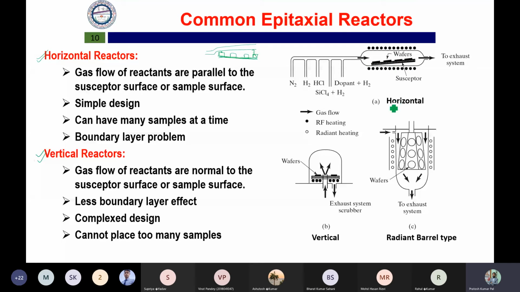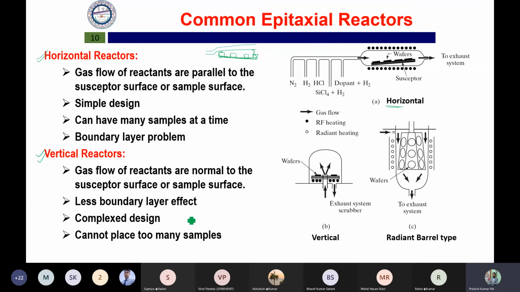It is simple to design and can have many samples at the same time. So this type of reactor has the advantage that you can place a large number of samples at the same time. That means it can be used for bulk production. Okay, the next type is vertical.